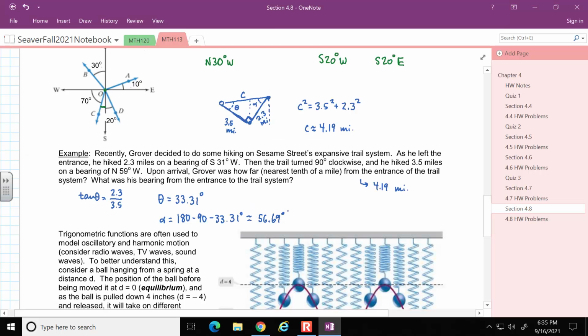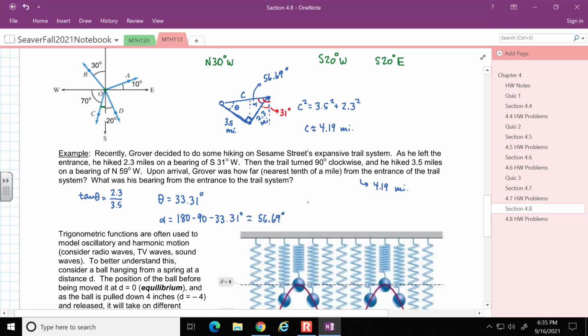Okay, so that's alpha. That still doesn't really give me my bearing. How do I determine that? So what I want to know is, off of this south line, I want to know this measure. Well, I know this measure, and I should have been given that measure, right? That was our original bearing, and it was south 31 degrees west. So I have 31 degrees, and this angle is 56.69 degrees.